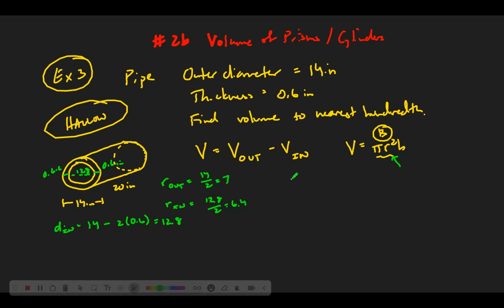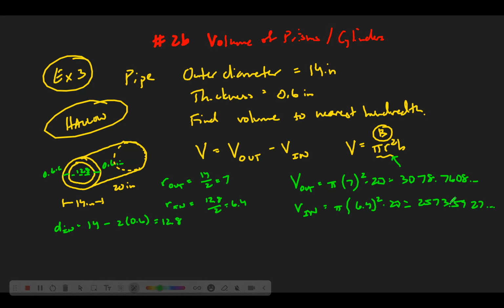Okay. So we're going to do volume of the outside equals pi times 7 squared times 20. And if we multiply that out, and I don't want you to round too soon, you get 3078.7608 dot dot dot. And then the volume of the inner is going to be pi times 6.4 squared times 20. And if you multiply that out, you get 2573.5927 dot dot dot.